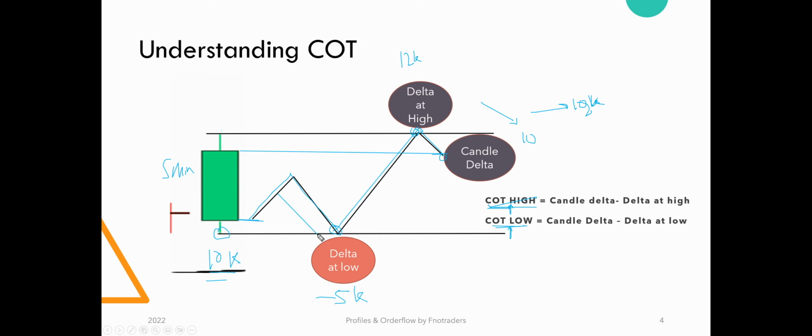Okay, because sellers were coming in, the low will generally have a lower delta, and then the delta at close is still 10K. So the difference here is again 15K, right? That difference becomes your caught low. Okay, so this is how caught is interpreted. I'll again repeat, this is within the 5 minute candle.